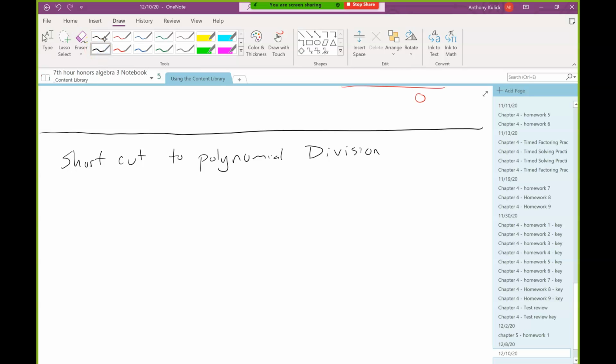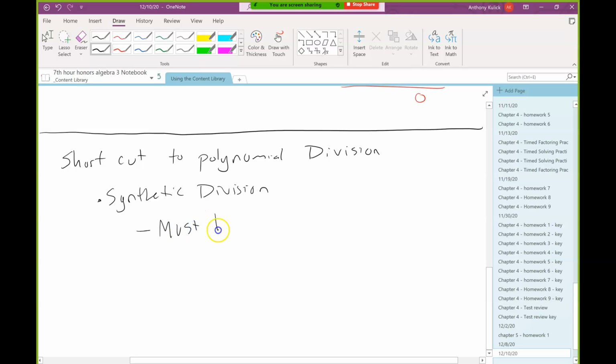So the first thing we'll talk about is a shortcut to polynomial division. So this shortcut is called synthetic division. But like any shortcuts in mathematics, we wouldn't call it a shortcut if it worked all the time. It's only going to work under certain special circumstances, or else we would just call it the regular method, right? You wouldn't call it a shortcut if it's what you could use every time.